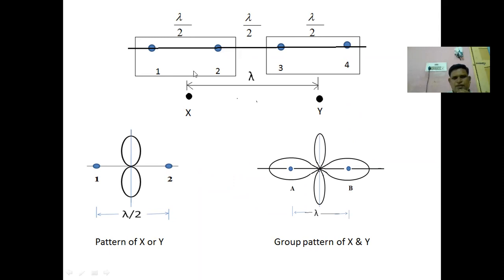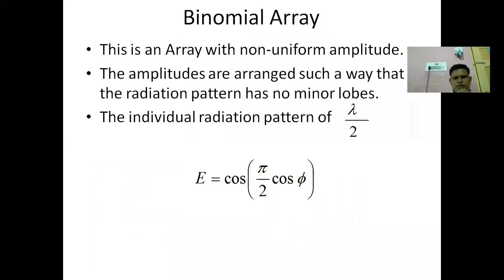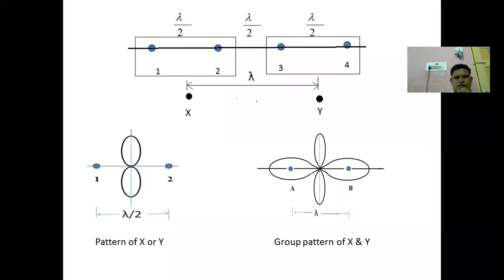In our last class we have seen, if the distance of separation between each successive antenna element is lambda by 2, then we are getting the resultant electric field intensity in this way. Similarly, the resultant radiation pattern is, this is a simple broadside array case. The resultant radiation pattern is the individual pattern multiplied by the group pattern. The group pattern means this is one group, this is another group. The distance of separation between these two groups is lambda. Therefore, the group pattern is like this.